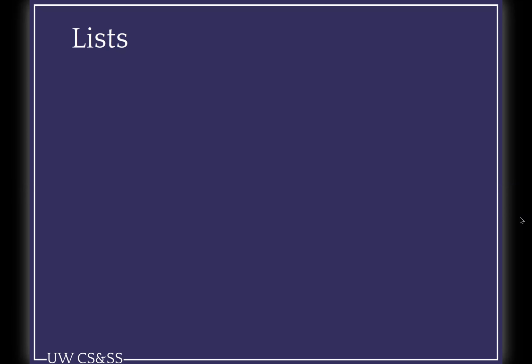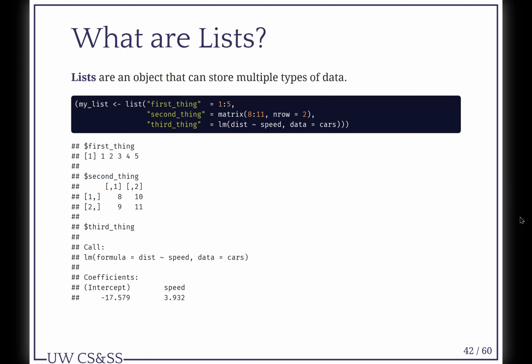Okay, that's done. I don't really feel like talking about matrices anymore. But I love to talk about lists because lists are cursed. So what are lists? Lists are an object that can store multiple types of data.